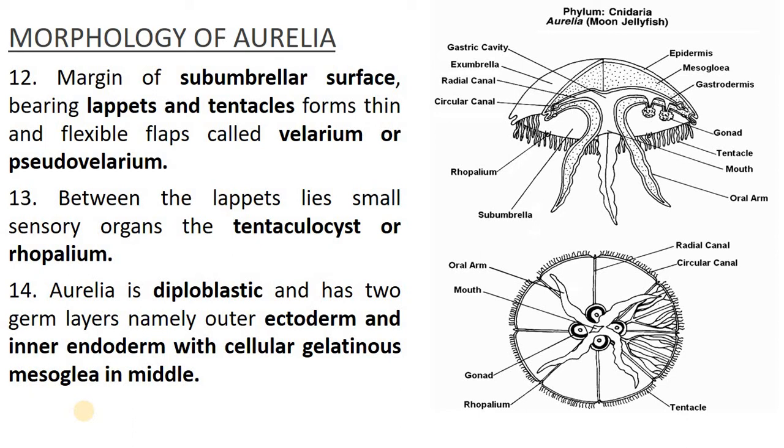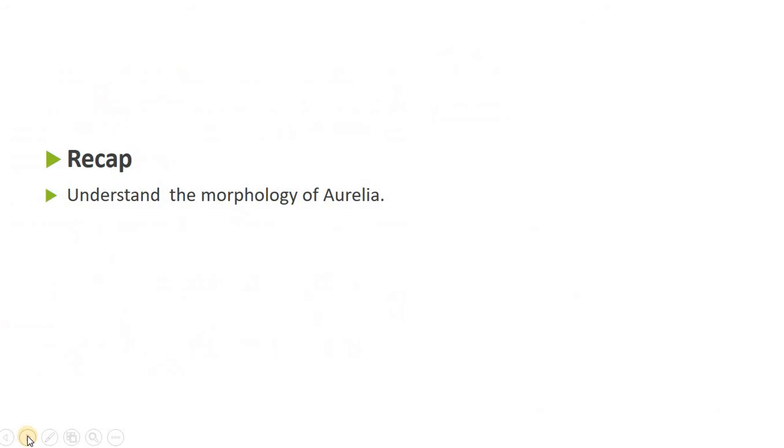Next character: Aurelia is a diploblastic organism, having 2 germ layers, namely the outer ectoderm and the inner endoderm, with the cellular gelatinous mesoglea in the middle. Now we understood the morphology of Aurelia.